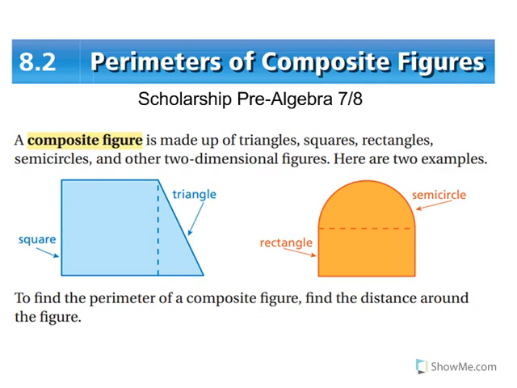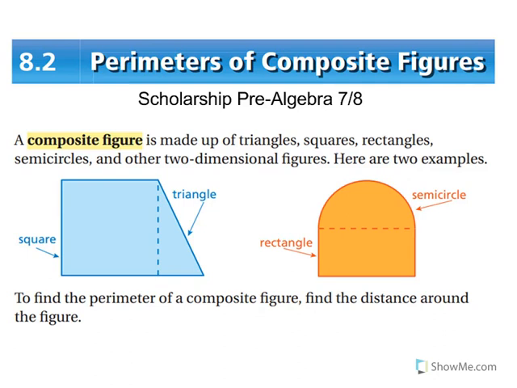So we're going to add one more wrinkle to this, and learn how to combine everything together, and that's all we have to really do for the perimeter of composite figures. Now, what is a composite figure? Well, a composite figure is made up of triangles, squares, rectangles, semicircles, and other two-dimensional figures. Here are some examples. We have a square with a triangle, which makes a trapezoid. And we have a rectangle and a semicircle.